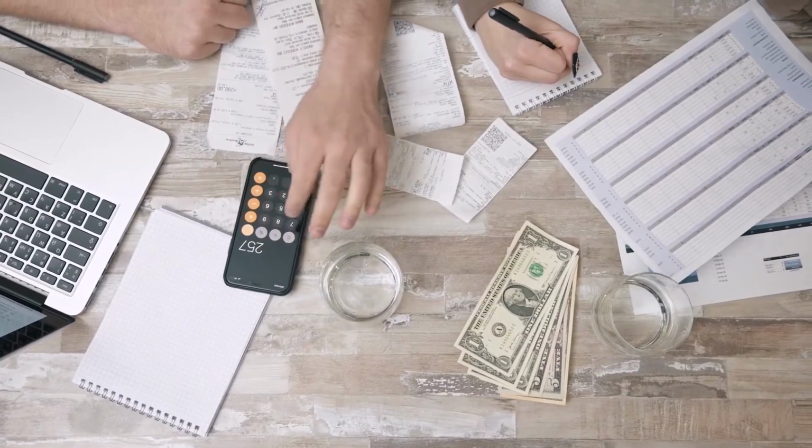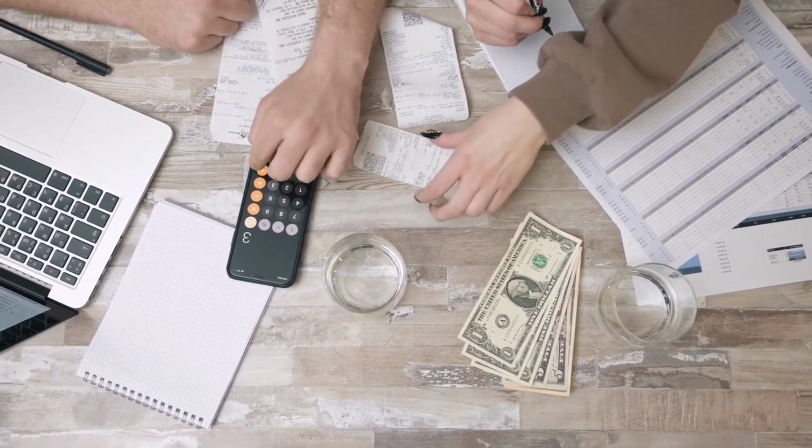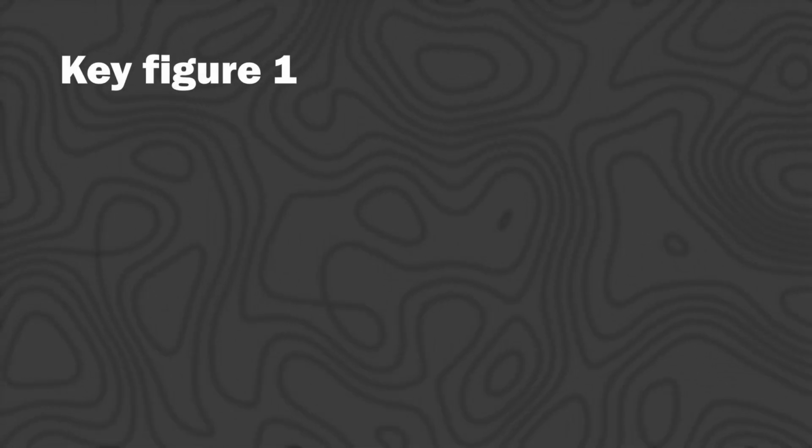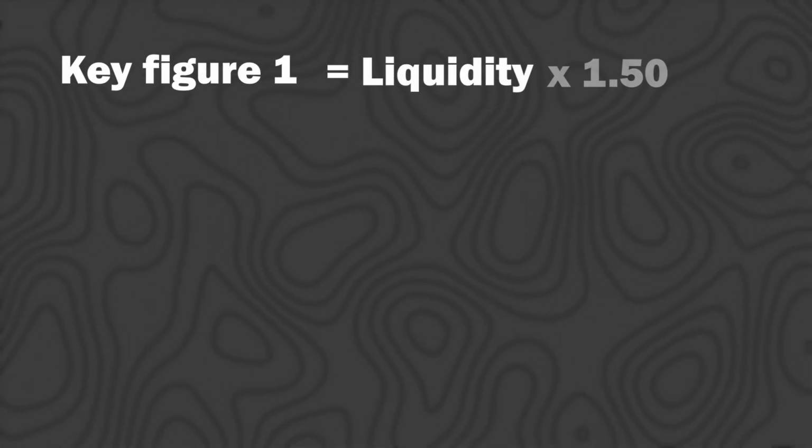The evaluation. The 6 key figures are multiplied by weighting factors based on the following scale. Key figure 1, liquidity, is multiplied by 1.50.